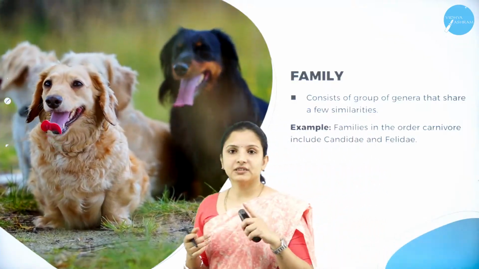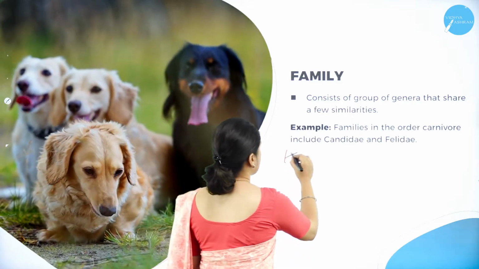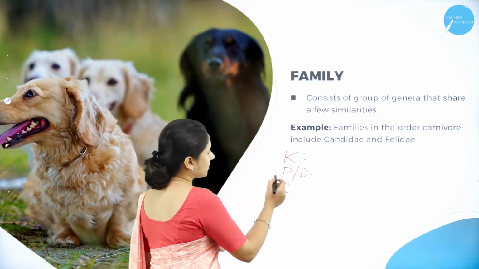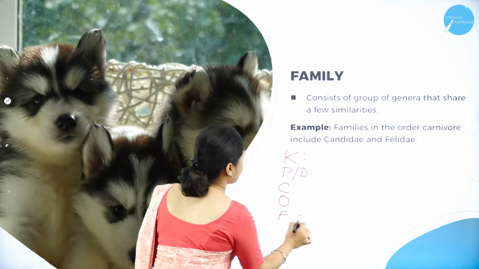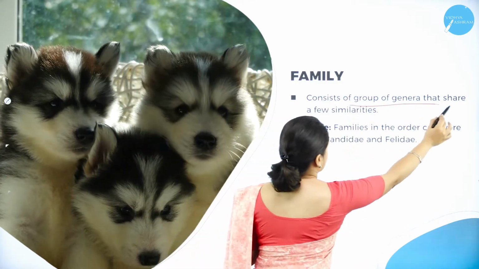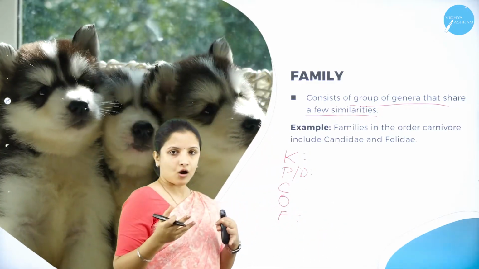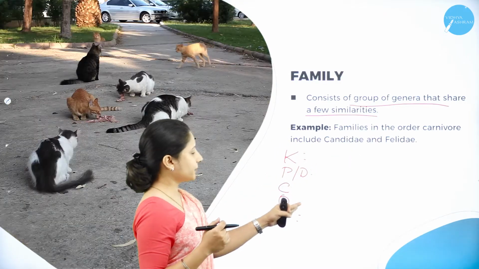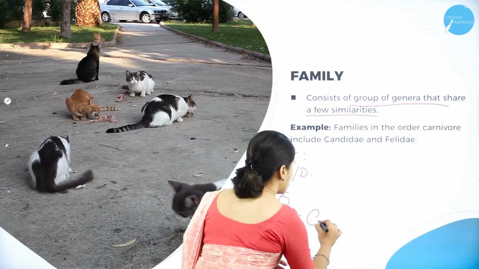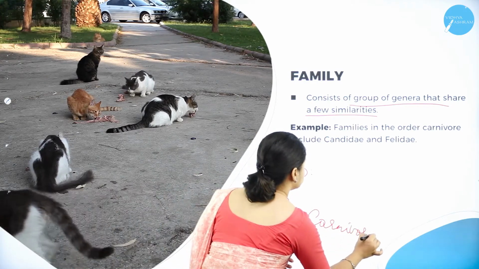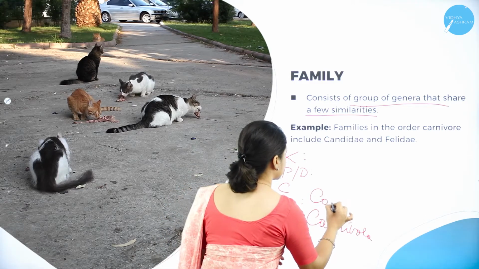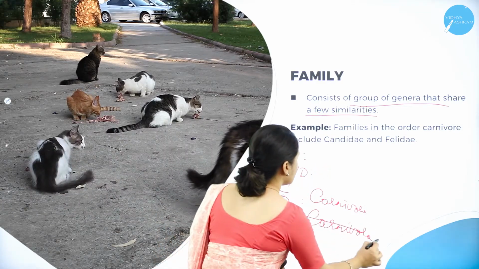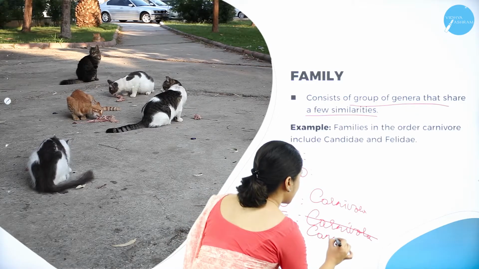So after order comes the family. So after we had kingdom, phylum or division, then we had class, then we had order. After order comes the family. So in family, all the genera that share few similar features are put under the family. Say for example, I said families in the order Carnivora. So for example, if it is animals, we have order Carnivora. So families in the order Carnivora, you can put them as the family can be Canidae.